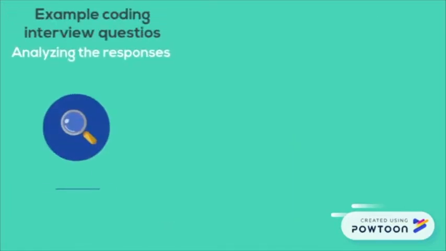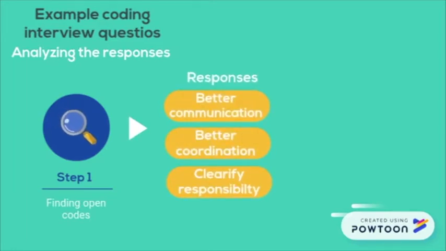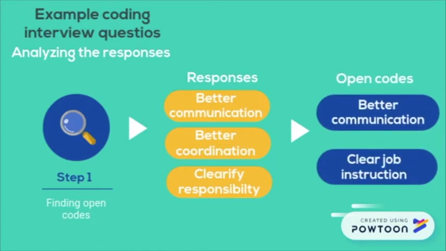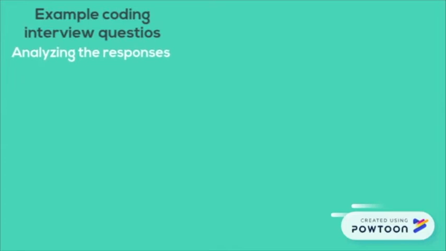First step of coding is trying to identify the open codes. We did this by relating similar quotes across respondents and categorizing them into so-called open codes. When we relate the responses in this example, the following codes are determined to be need for better communication and need for more clear job instructions.